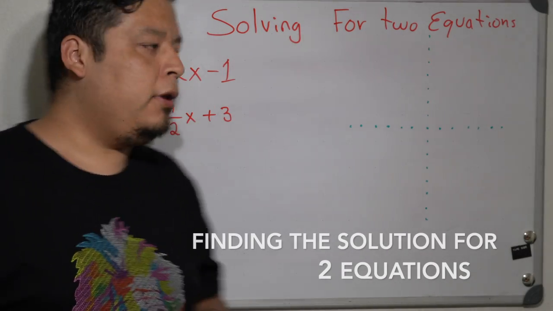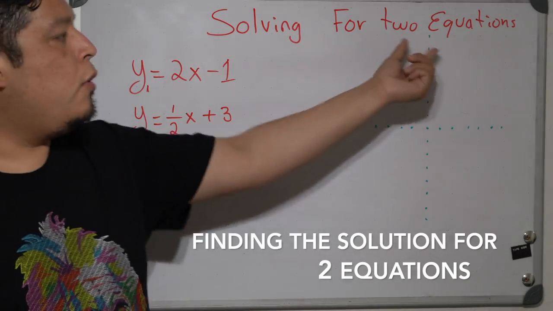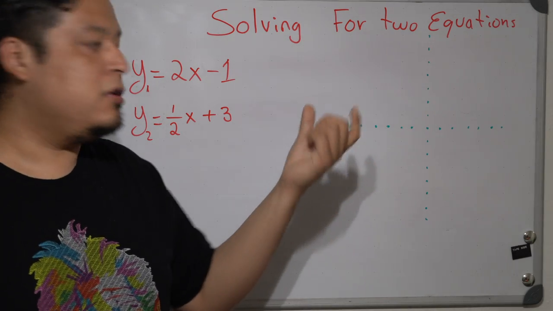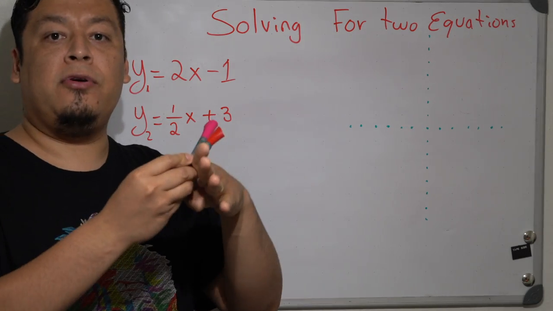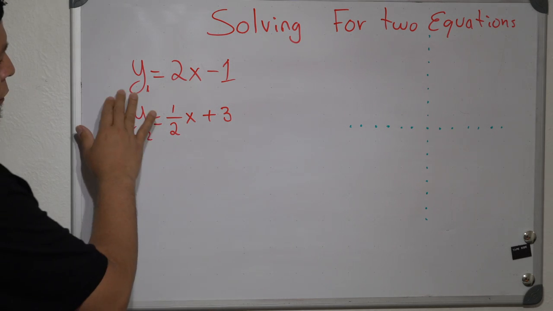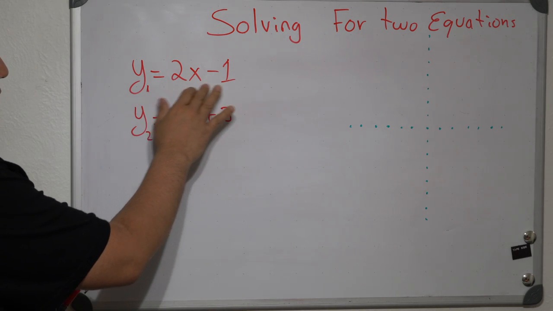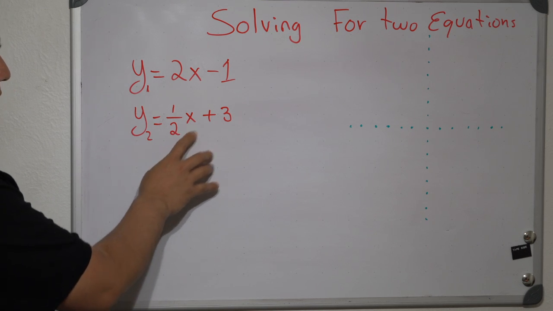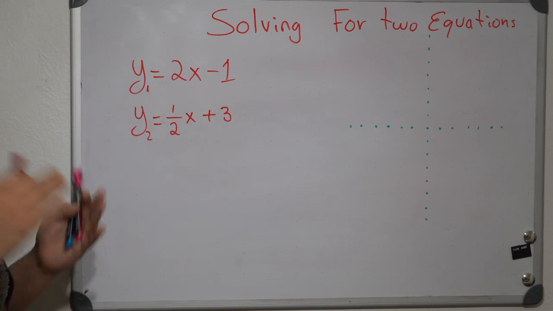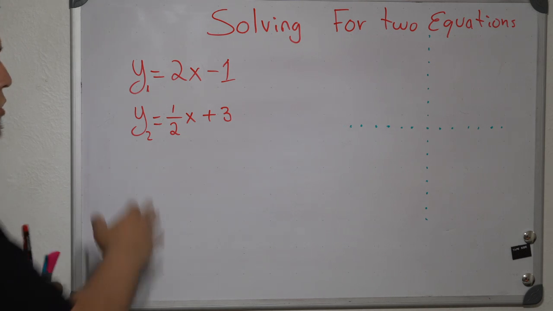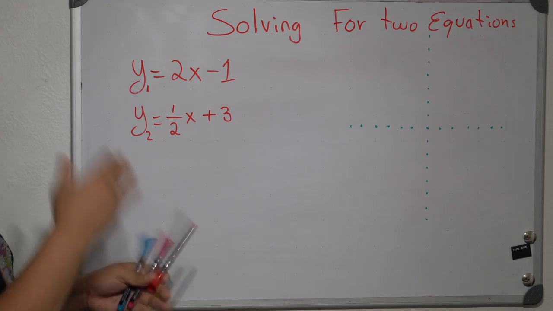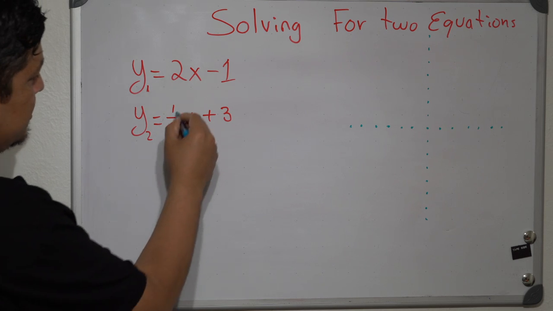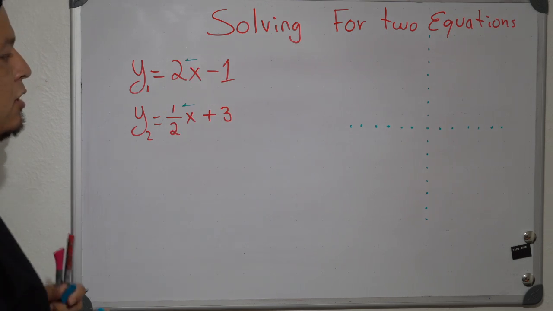In this example, we're looking at solving two equations. Basically, we want to find out where these two equations meet each other. So for instance, if we have y1 equal to 2x minus 1 and y2 equal to 1/2 x plus 3, we can right away identify that these two graphs do touch each other at some point. The way we find out is because they have different slopes.